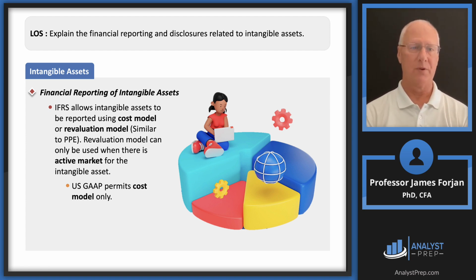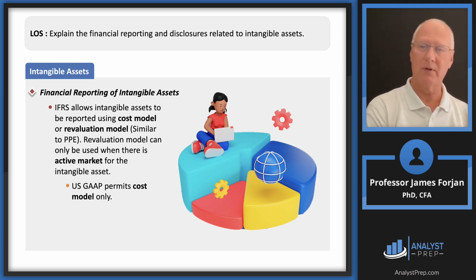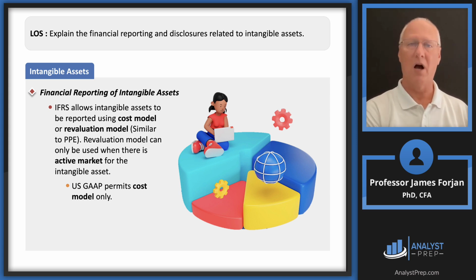Now you can report these things a couple of different ways. Look down at the bottom bullet point. So this is an important one. The US GAAP permits only the cost model. So the cost model is, hey, how much did we pay for the patent? Well, there you go. It's just like, how much did Jim pay for his concrete truck? Well, there's the number, right? There's nothing you can do about that number.